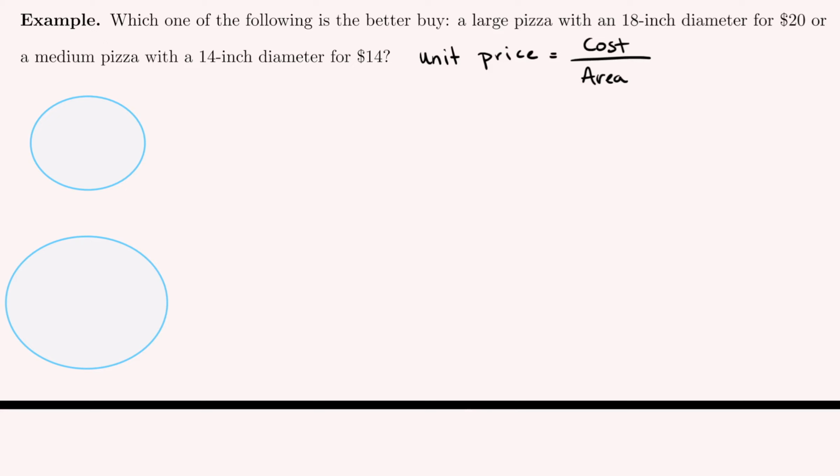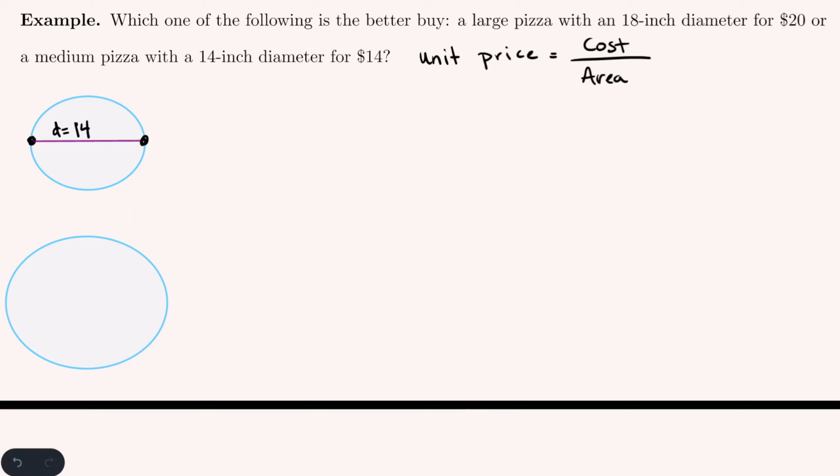So in order to determine this, let's first draw our two pizzas here. So you can see I've sketched out a smaller pizza and a larger pizza. So the medium one, 14-inch diameter. Diameter is the distance all the way across the circle. So the diameter for the medium pizza is exactly 14 inches.